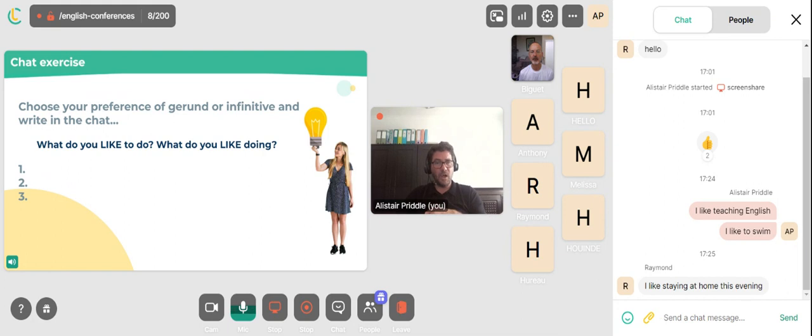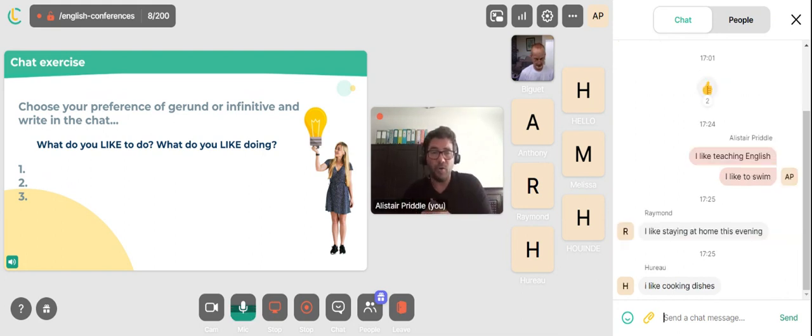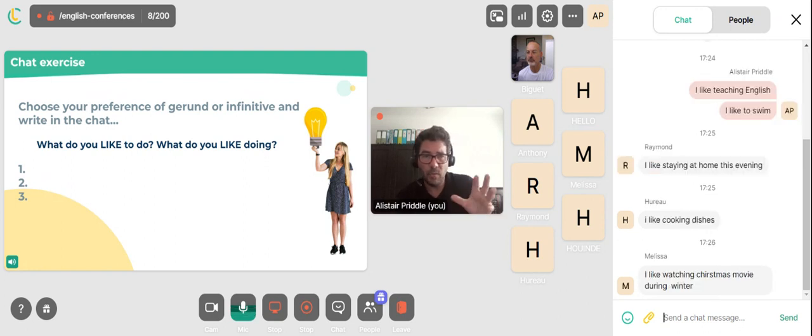Okay, great. So I like staying at home. We can't say I like staying at home this evening because this is just in general. We're using the verb to like in the present simple. So I like staying at home, or I like to stay at home. I like cooking dishes. This is good. It's just in general. So I like cooking dishes. I like to cook dishes. So this is how we can use them.